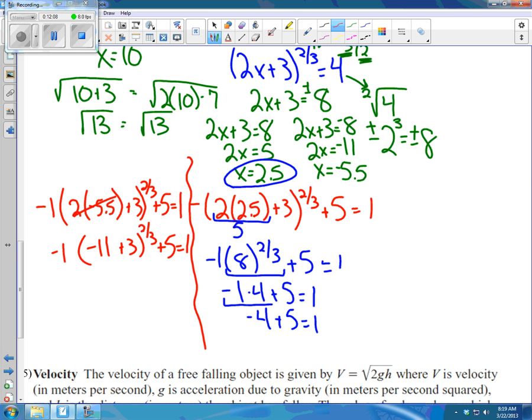And now I'm going to add the 3 to the negative 11. That gives me negative 8. And again, when I take negative 8 to the 2/3 power, put that negative 8 in parentheses. When you do that, you will end up with a 4.